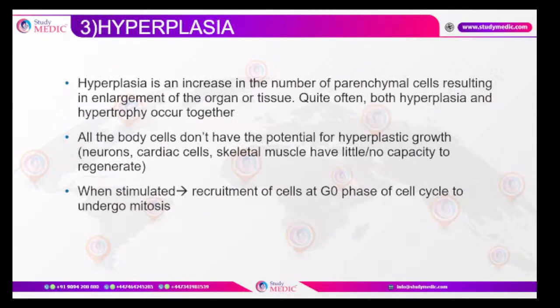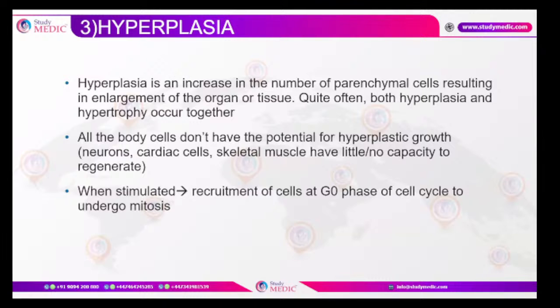Next one is hyperplasia. In hyperplasia, there is an increase in the number of parenchymal cells resulting in enlargement of the organ or tissue. Quite often, they can occur together. All body cells do not have the potential for hyperplastic growth. Just as I've discussed, in non-dividing cells it is usually hypertrophy, like neurons, cardiac cells, or skeletal muscles, because they have little or no capacity to regenerate. So in these we see an increase in size only. All of the non-dividing cells will usually show hypertrophy.